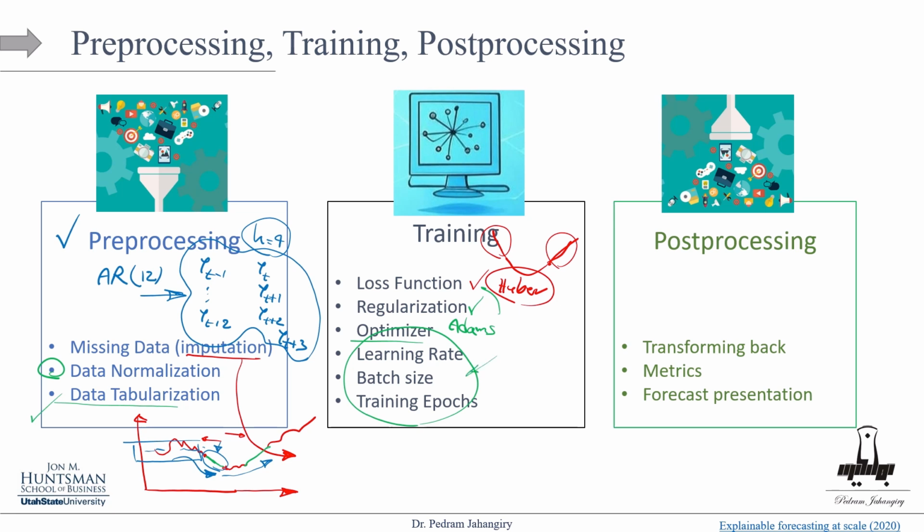And finally, the paper talks about post-processing. So obviously, we need to transform the normalized values back into their initial distribution. This transforming back is something NeuralProphet is going to do automatically. When it comes to metrics, they're going to report and record root mean squared error, and I think mean absolute error by default.